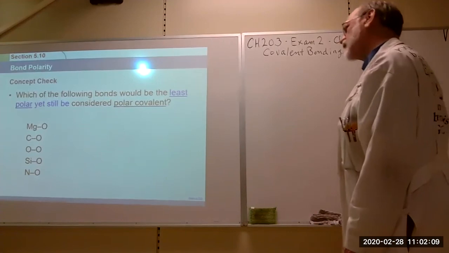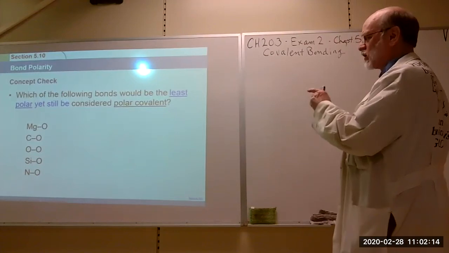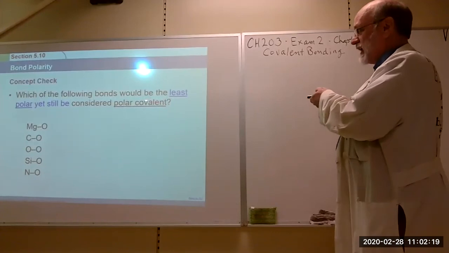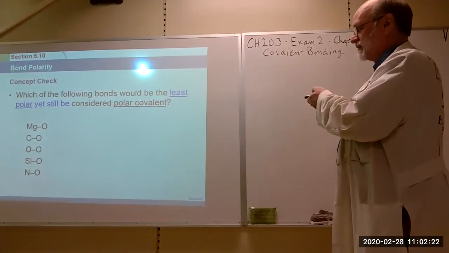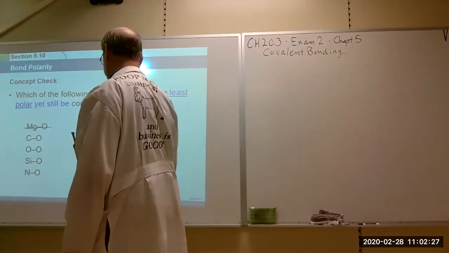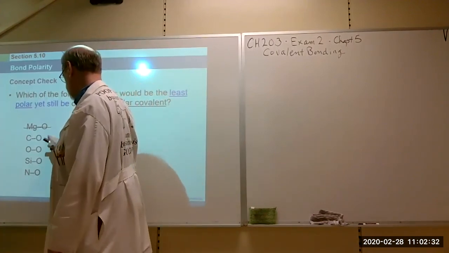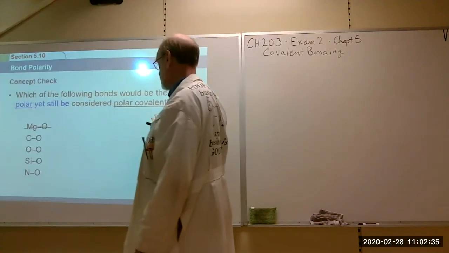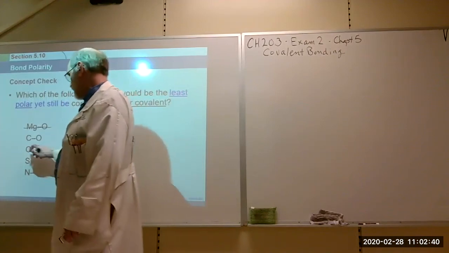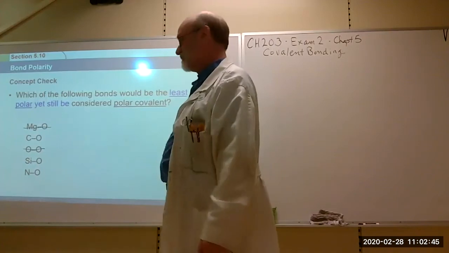Which one of the following bonds would be the least polar, yet still be considered polar covalent? All right, so let's read this question backwards. It has to be covalent, right? So we can't have metals. Silicon's still okay. All right, so the rest are covalent, but which is polar? Can't be this one, right? Eliminate those two. Now we only have 3 to deal with.